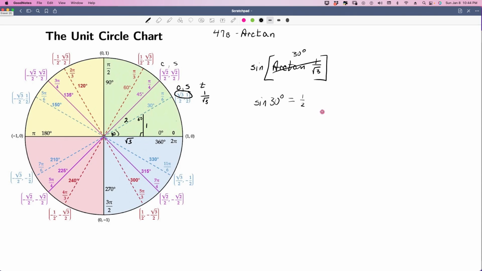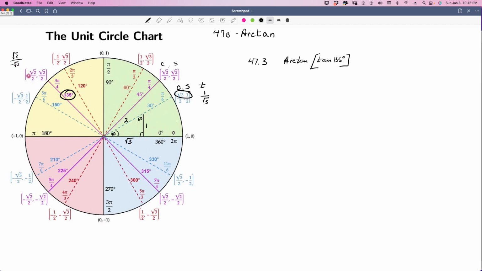It is not super hard. So let's look at another. Let's look at our first and only practice problem for 47B, and that is 47.3. And we're asked to evaluate the arctan of tan 135 degrees. So let's look at the tan of 135 degrees. Here's 135 degrees here. And the tan is going to be the square root of 2 over the negative square root of 2, because that's a little negative sign there, right?